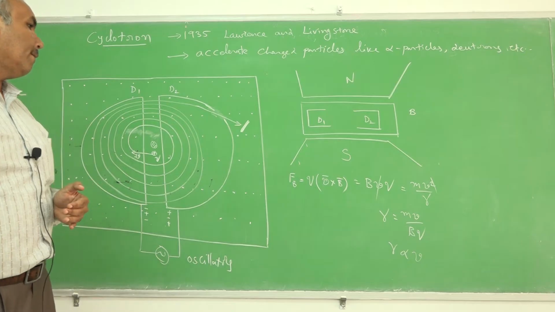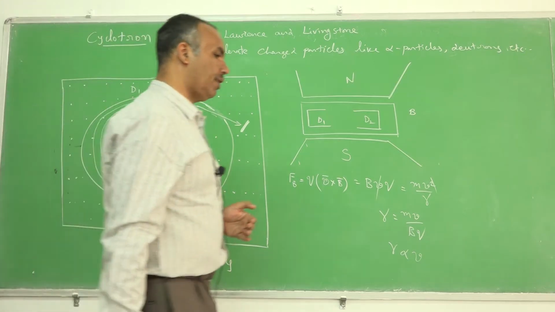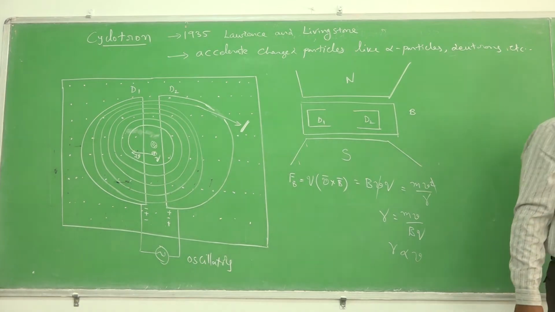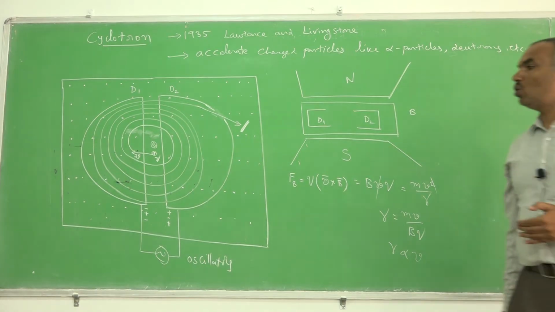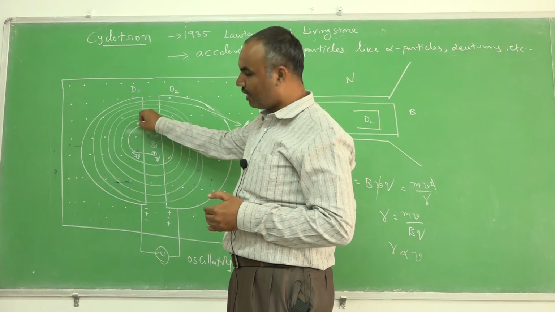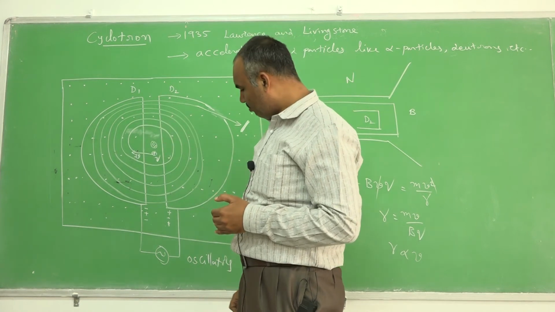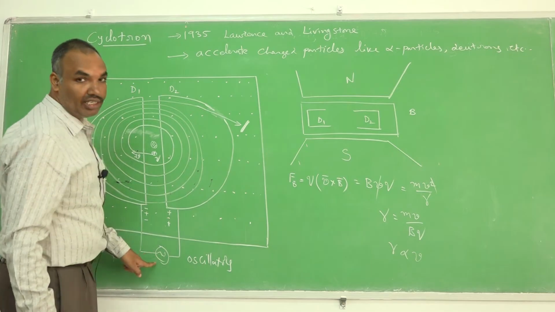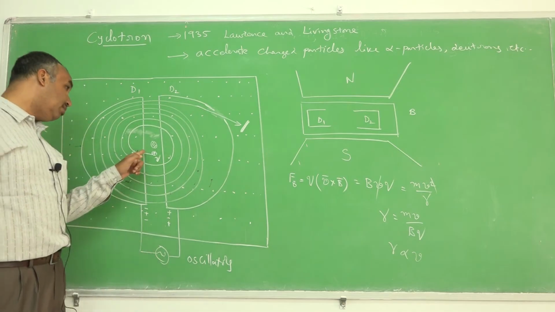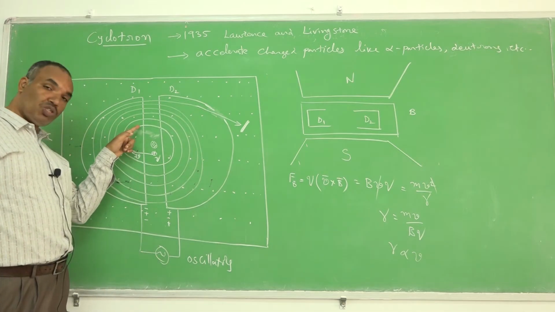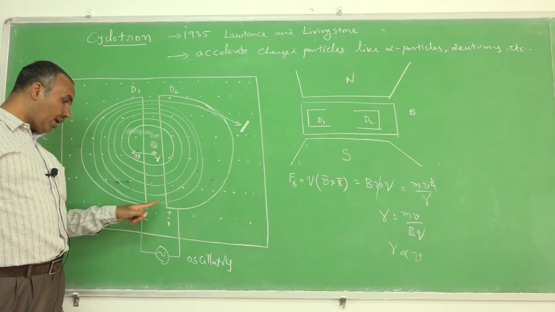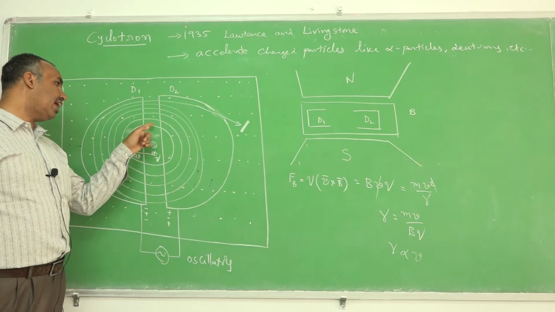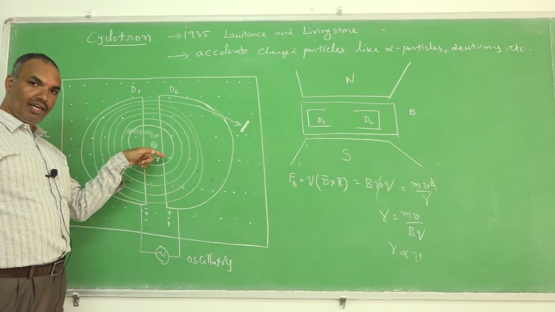Here, one point you should remember. What is the time taken by the particle to complete a half circle? Why do we require the time? Actually, we need to adjust the frequency of this oscillator. By the time of completion of semicircular motion, its polarity should change. Then only it will again attract the particle to the other D.